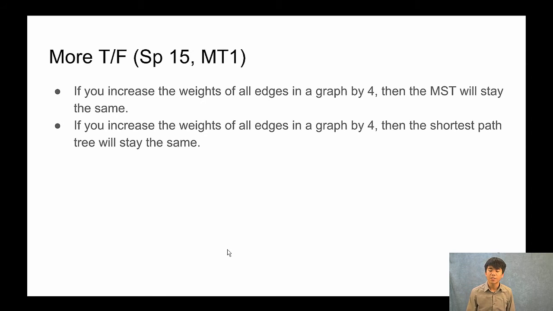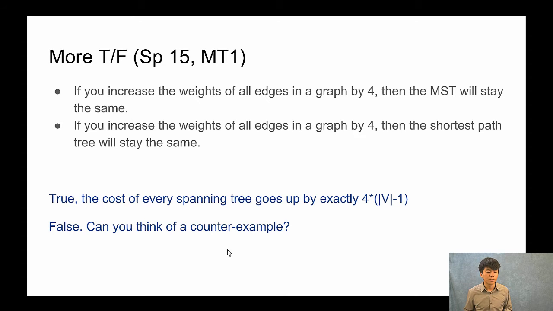If you increase the weights of all edges in a graph by 4, then the MST will stay the same. It is going to stay the same. Imagine all the possible spanning trees that you can have for a graph. And how many edges does it have? Well, it should have exactly V minus 1 edges. And if all the weights of the edges increase by 4, then you basically just increased all the spanning trees' weights by the same cost. So the relative ordering shouldn't change. And so that's going to be true.